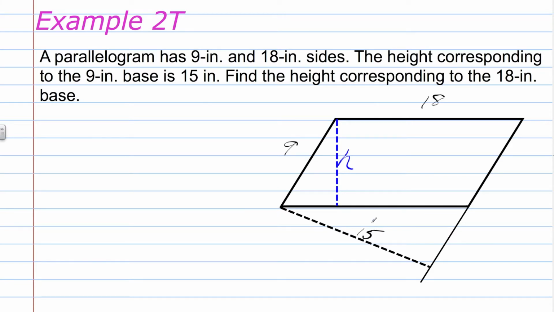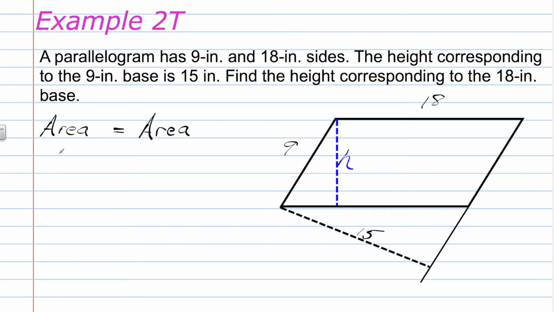So if you really don't understand this diagram, here's another way to think about it. We know that the areas, either way we calculate it, should be equal to each other. So this amounts to an area is equal to an area kind of problem, where the area, when we calculate it 9 times 15, is going to have to be equal to the area when we calculate it 18 times h.